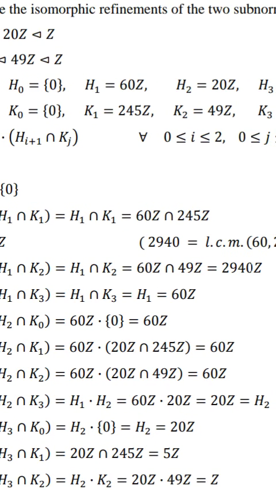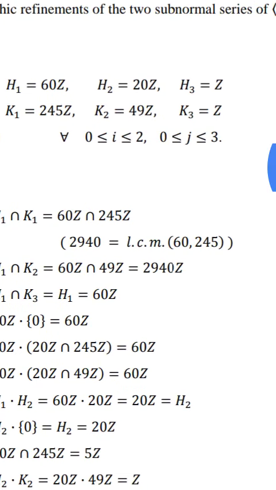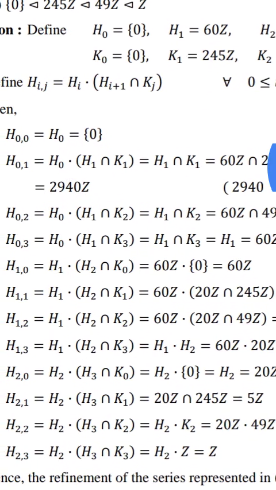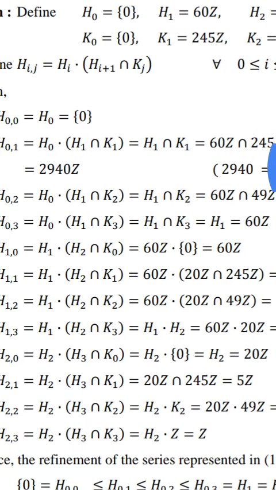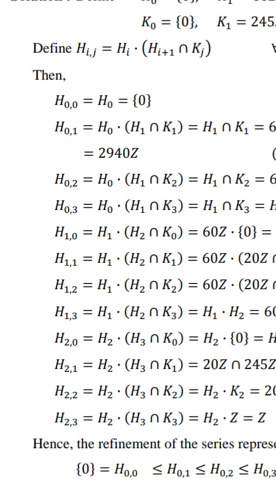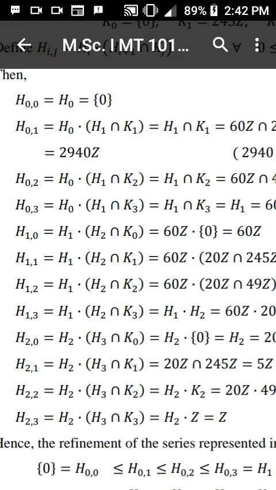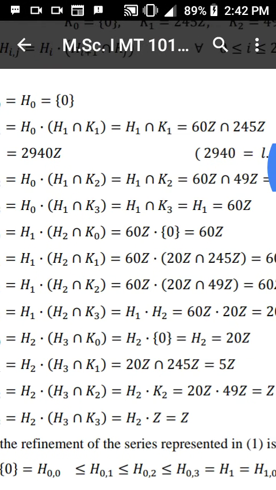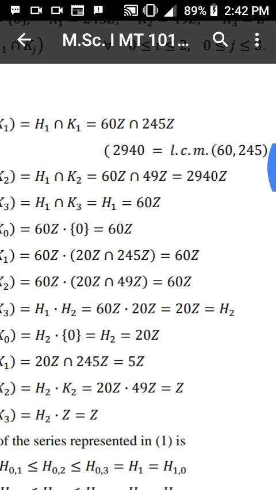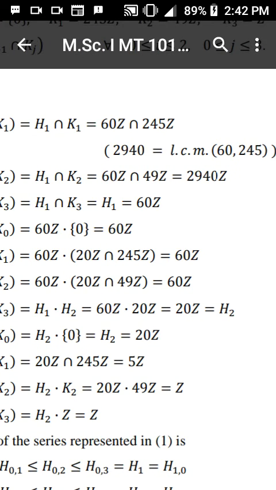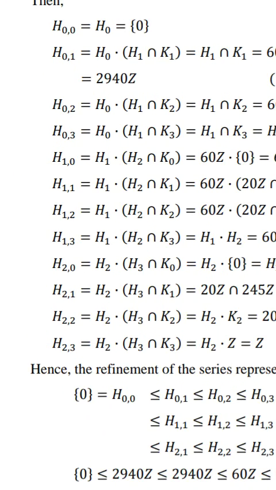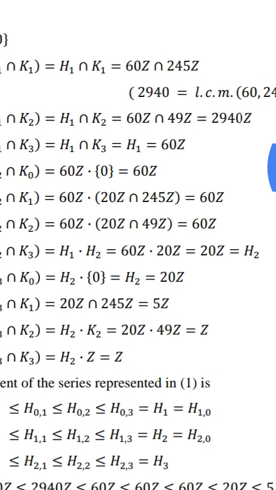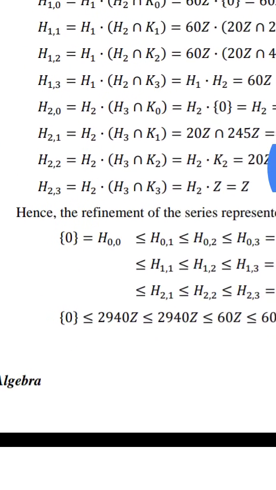Therefore, the LCM of 60 and 245 is 2940Z. H02 = H0(H1 ∩ K2) = 60Z ∩ 49Z = 2940Z. H03 = 60Z, and so on.